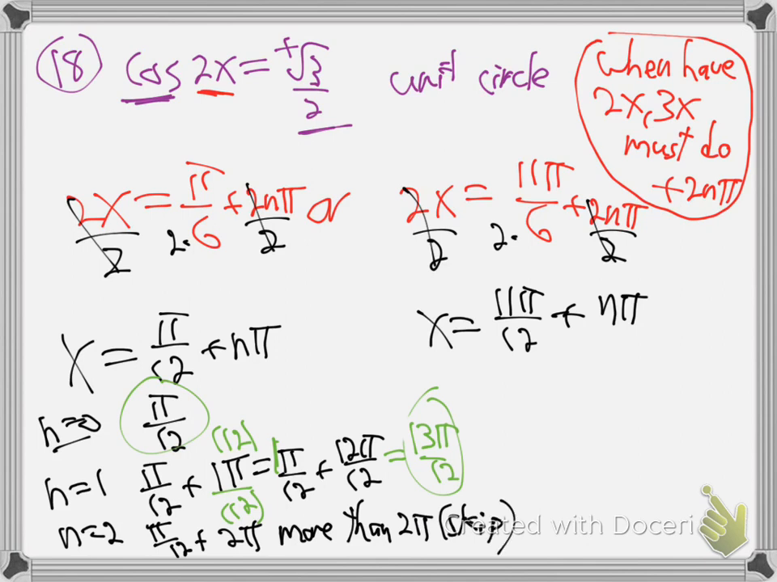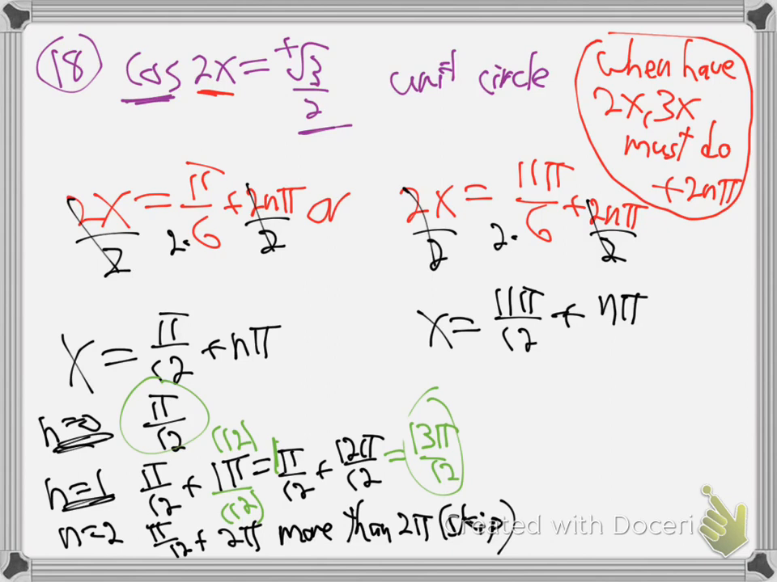Skip it because it's more than 2 pi, right? If it's 2 pi plus something, then it's more than 2 pi, and we don't have any answers more than a full circle. So we're done there. We just have the n equals 0 and the n equals 1. That's how you know when you've gone too far, when it gets over 2 pi. When it's 2 pi plus more, then that's more than a full rotation. So we've got two answers.